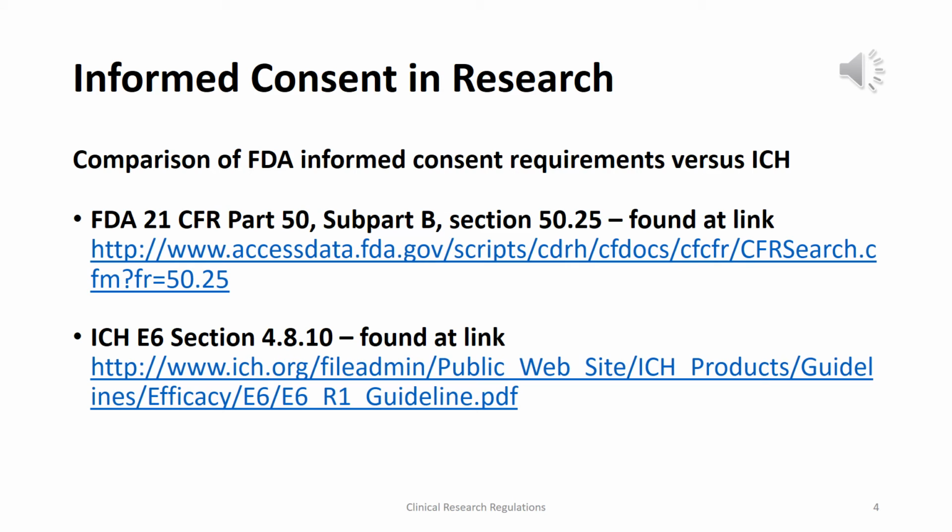There are also links to the informed consent requirements for both the FDA and also for ICH. FDA 21 CFR Part 50, Subpart B, Section 50.25, which is found at the link below on the slide. We'll discuss the various requirements that FDA requires to be in an informed consent document. Also, the ICH requirements in E6 section 4.8.10 are found at the link below. Both of these links are on the module page in week 4 on Moodle, so you can easily pull up that page and just click on them, and you'll find them. You'll see that they're very, very similar.